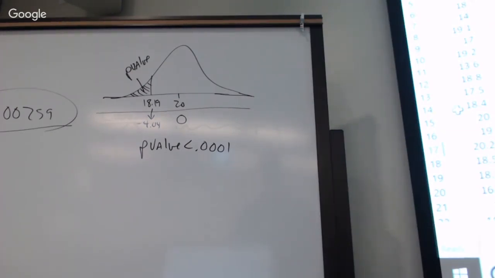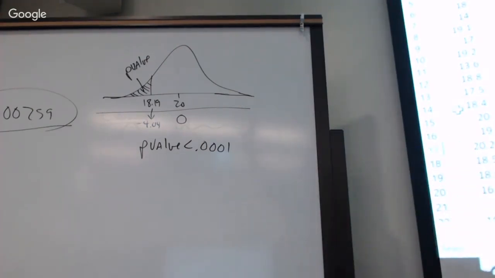Sure. Who thinks A is true? We'll keep going. B says the probability of the test statistic taking a value as extreme or less extreme than actually observed is 0.011. Or C, the probability of the test statistic taking a value as extreme or more extreme than actually observed is 0.011. Okay? So this one is asking you to interpret the p-value.